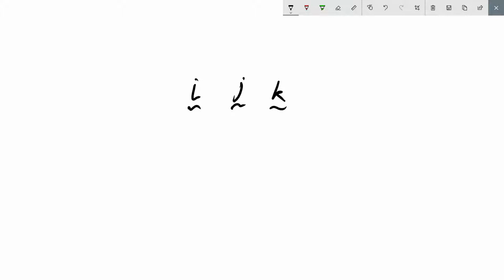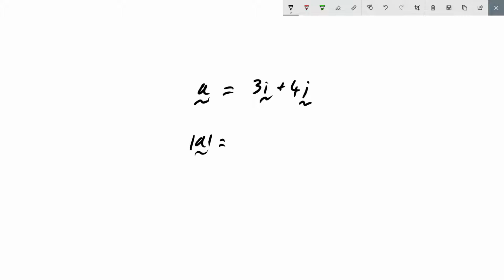So I can actually do that. I can take any vector that I want. Let's say it's 3i plus 4j. If that's my vector there, I can work out what its magnitude is. So the magnitude of a vector is going to equal 3 squared, which is 9, plus 4 squared, which is 16, and square root it. So 9 plus 16 is 25, so I'm left with 5.